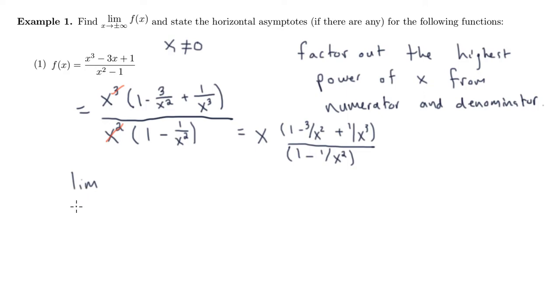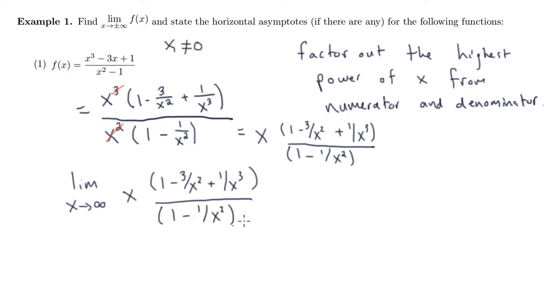And I can just take the limit as x goes to infinity of x times (1 minus 3 over x squared plus 1 over x cubed) over (1 minus 1 over x squared). But now let me apply the limit laws. So if I look at this term and let x go to infinity, this is going to go to 0.